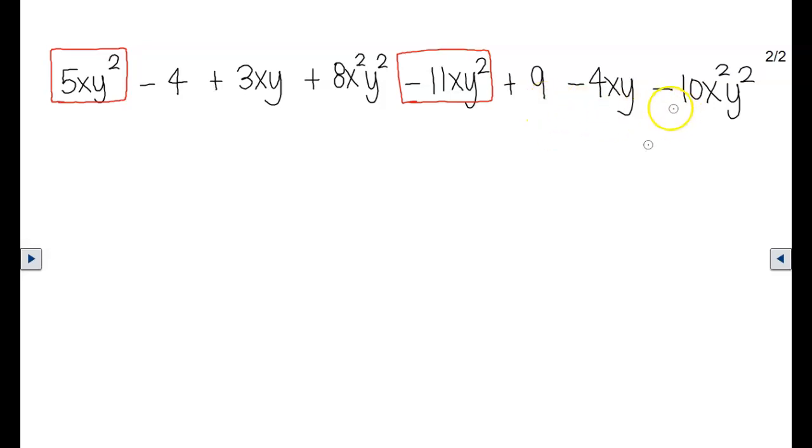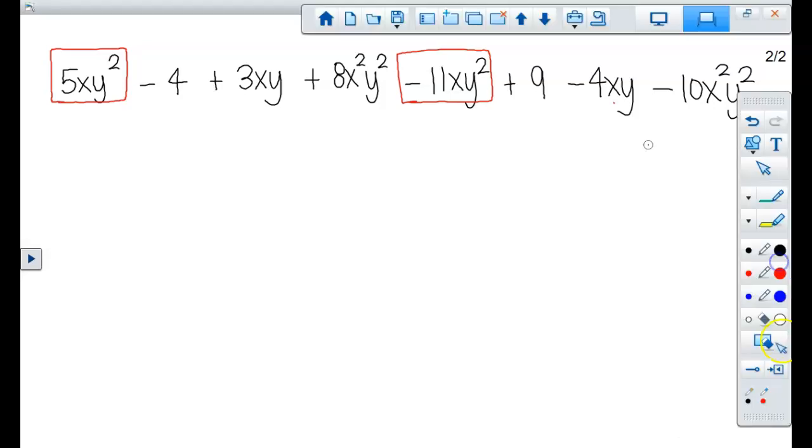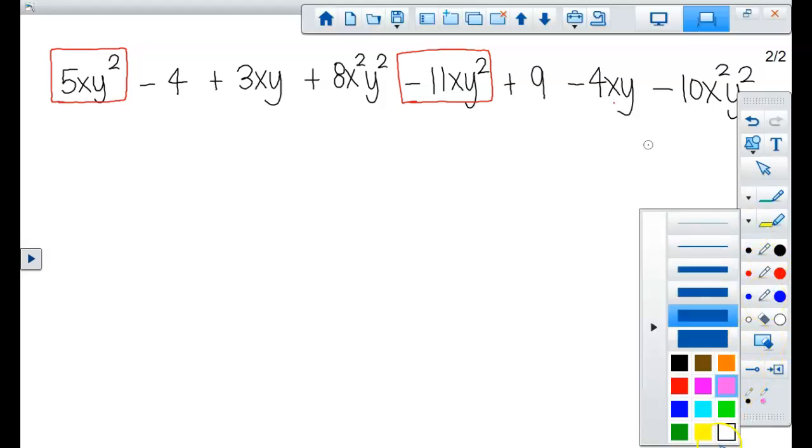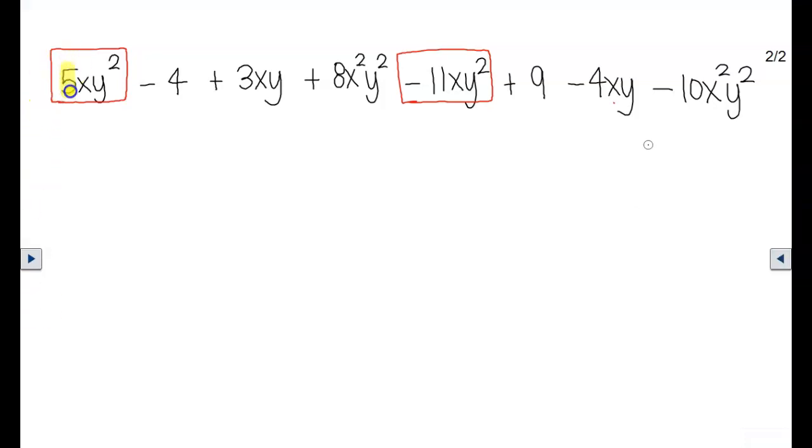Doesn't have the same last name. xy won't work. x squared y squared won't. So that's it. These two terms that I have in red are the only two that I can combine for right now. Now, to combine them, let's work with our numbers. Do what it says. It says to do 5 minus 11.